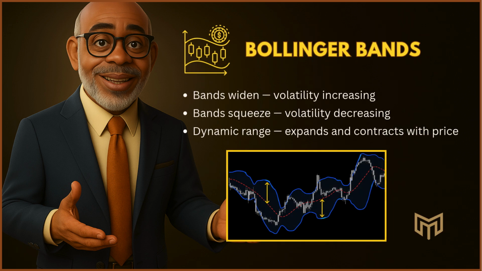Bollinger Bands are dynamic. They don't stay in a fixed range. When volatility increases, the bands widen, giving price more room to move. When volatility decreases, the bands squeeze together, signaling a period of consolidation. That expanding and contracting range is what makes Bollinger Bands such a powerful reading tool. The bands are always responding to what the market is doing, and learning to read that movement is what separates informed traders from those just guessing.